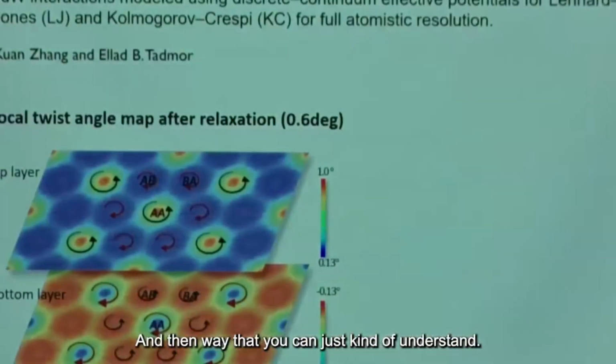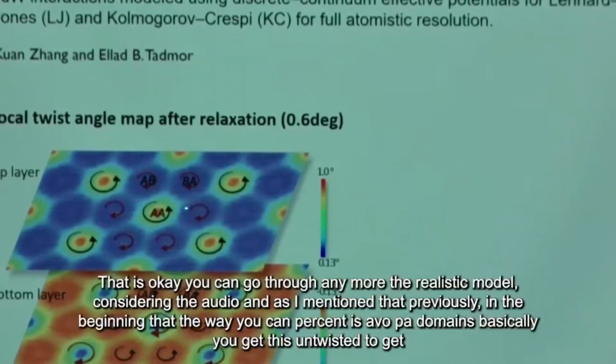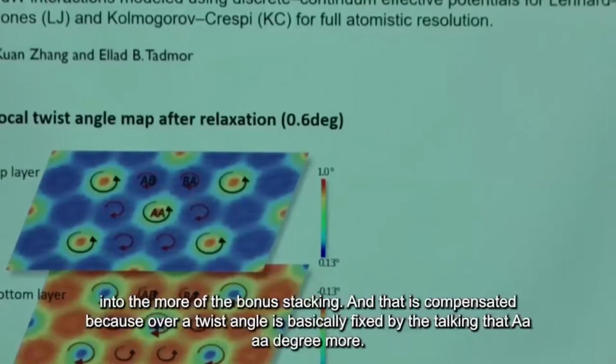And then the way you can understand this is, okay, you can go through the realistic model, considering all these atomic scale interactions. And as I mentioned previously in the beginning, the way to understand it is that the AB or BA domains untwist to get into more Bernal stacking. That is compensated because the overall twist angle is basically fixed, so the AA area gets smaller, reducing that area size, but actually there's more rotation there.